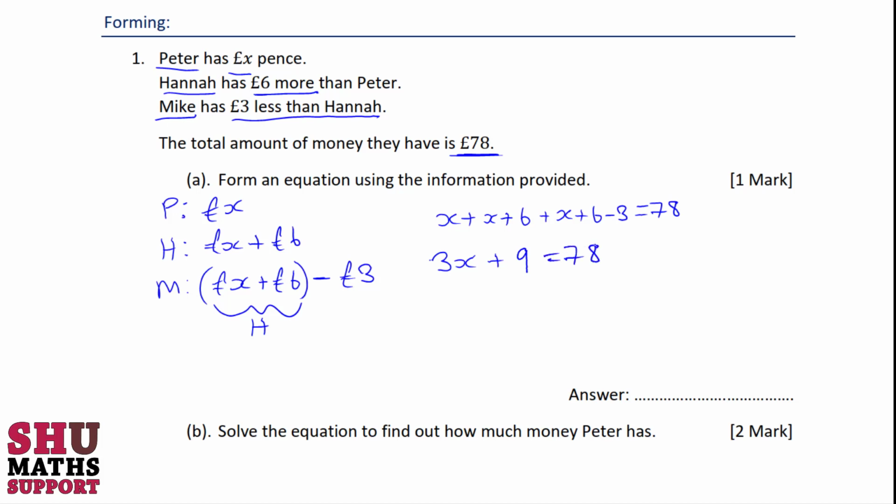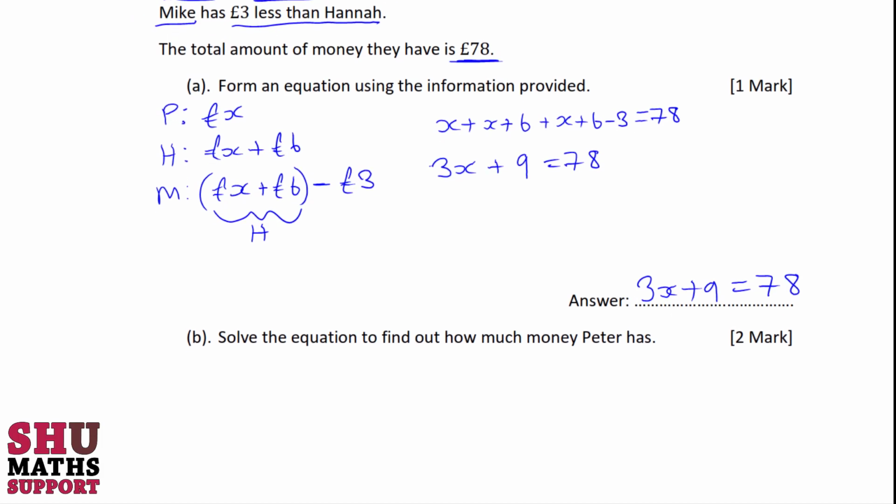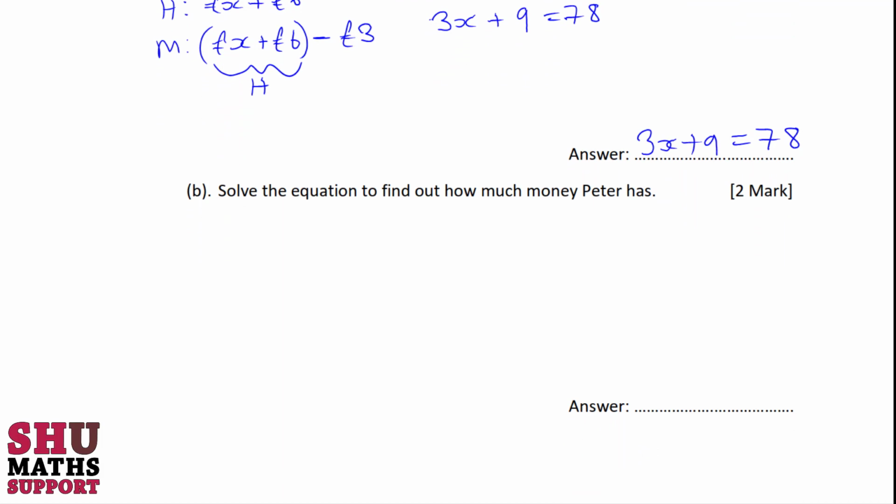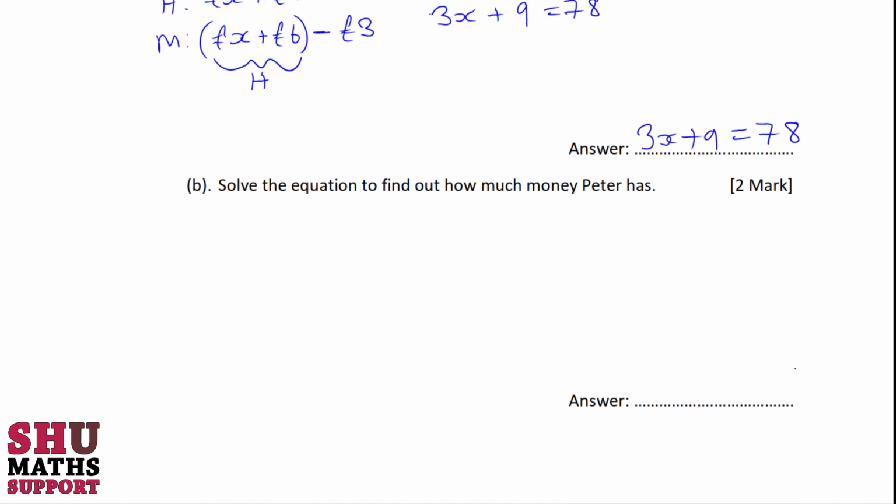So now we want to stop there. We don't want to do anything else to it, as we have now formed an equation using the information that we have been provided. So this means in our answer line we simply put 3x plus 9 is equal to 78. Now part B of the question asked us to solve the equation to find how much money Peter has.